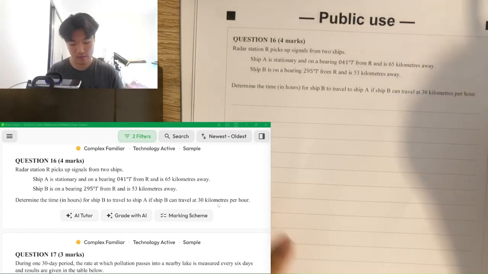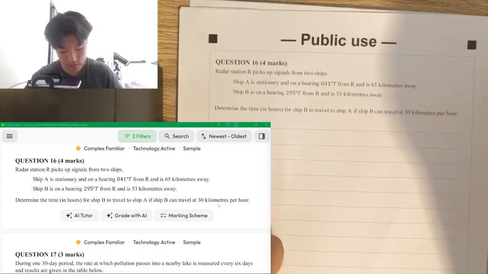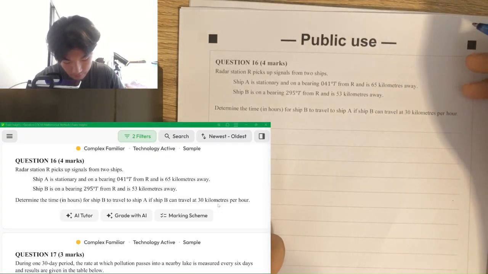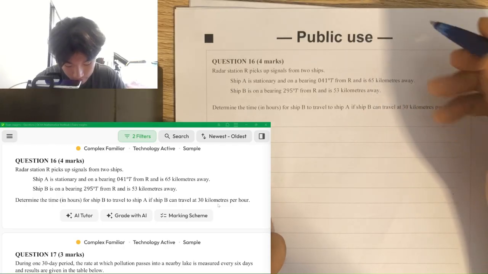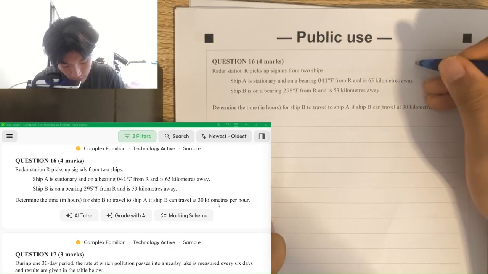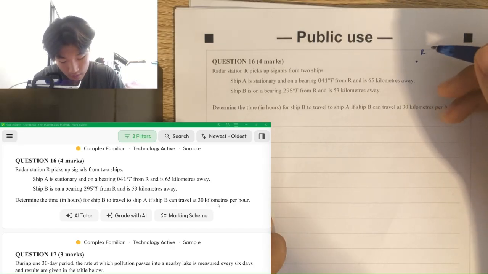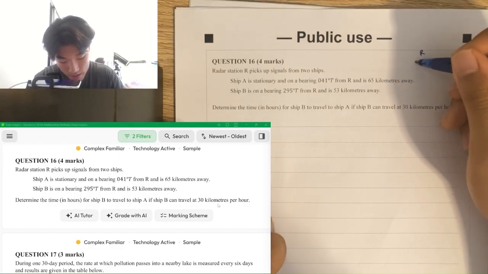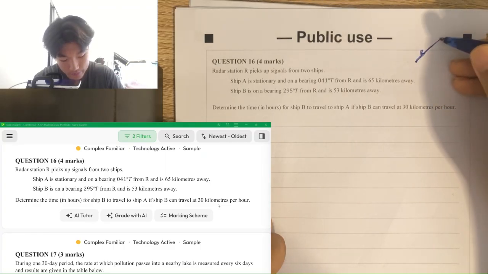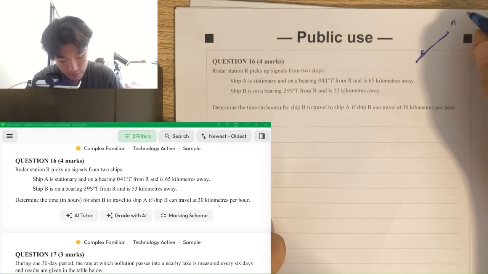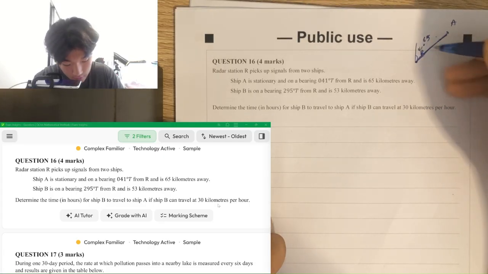Okay, we're dealing with bearings. R picks up signals. A is stationary on a bearing from R. So R is here. This is R. From R, A is on a bearing of 0.14. So that's A. This is 65. And then this is 41 degrees.